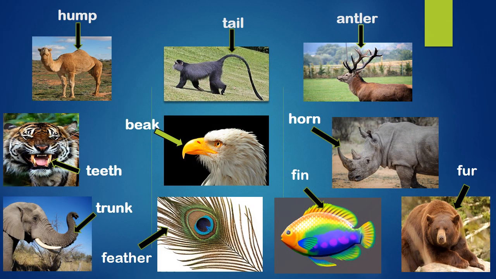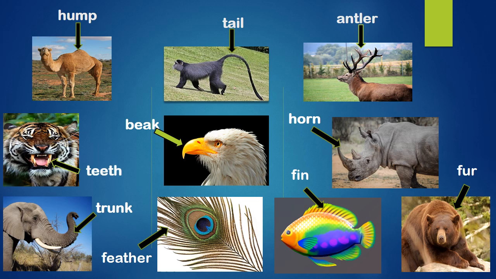Dear students, let's discuss the special body parts of some other animals and what they are used for. Hump. Hump helps the camel to fulfill its hunger and thirst when food and water is not available. Then tail. Tail helps the monkey to maintain its balance, swing and jump. Antler. Antlers are horns with branches. Antlers help the deer to fight.